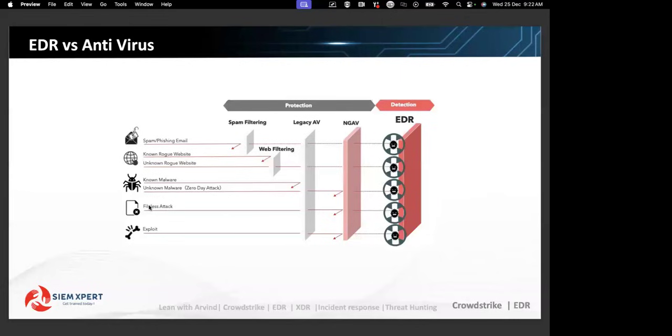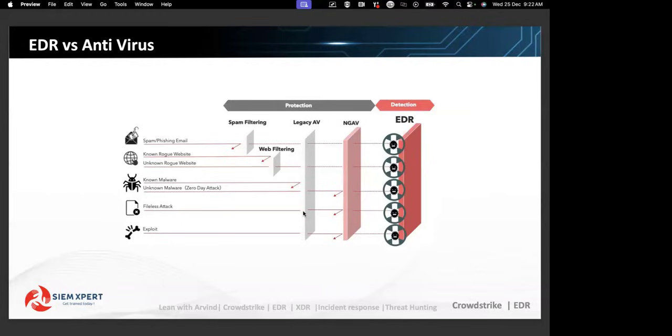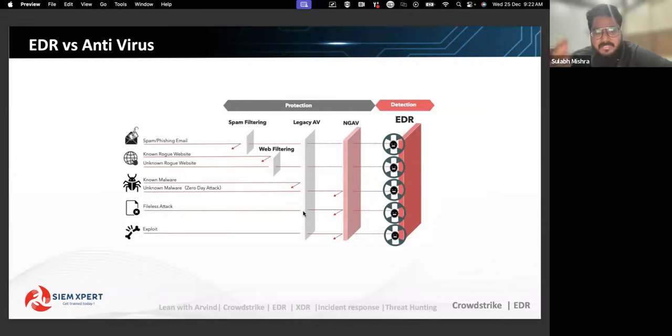What about fileless attacks? Again, what this fileless attack is and everything, we'll see in the case study. Need not worry about it. So if it is a fileless malware, do you think your legacy AV will block it? No. Legacy AV works on the files, only hash values. And if it is fileless, which means that there is no hash at all, then there is no way that legacy AV is going to catch it.